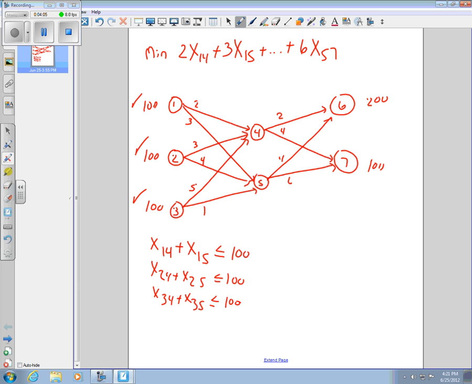And then similarly, I have these destination constraints, these demand constraints that say I have to receive 200 units at node 6 and I have to receive 100 units at node 7. So you could probably say x46 plus x56, which again represents collectively how many units get to node 6. And that has to be greater than or equal to 200. I have to receive what is needed. And you'll have another destination constraint here. x47 plus x57 must be greater than or equal to 100.